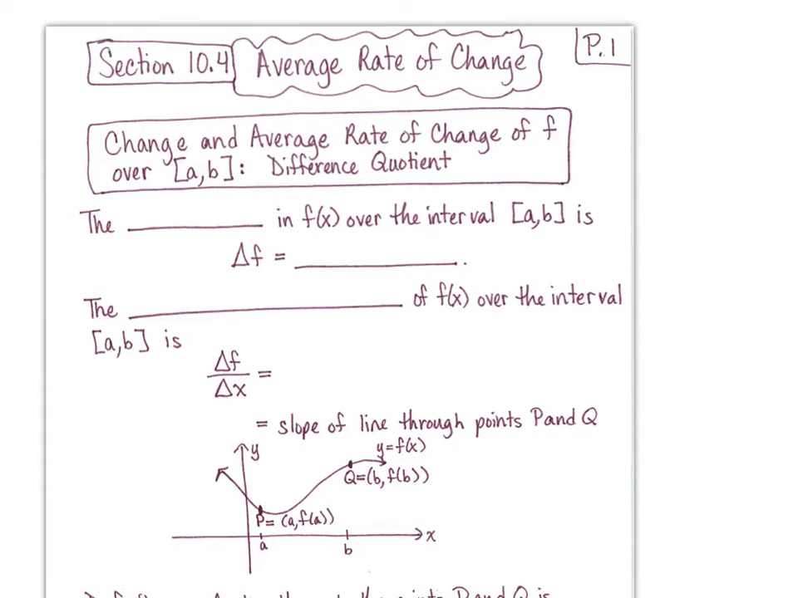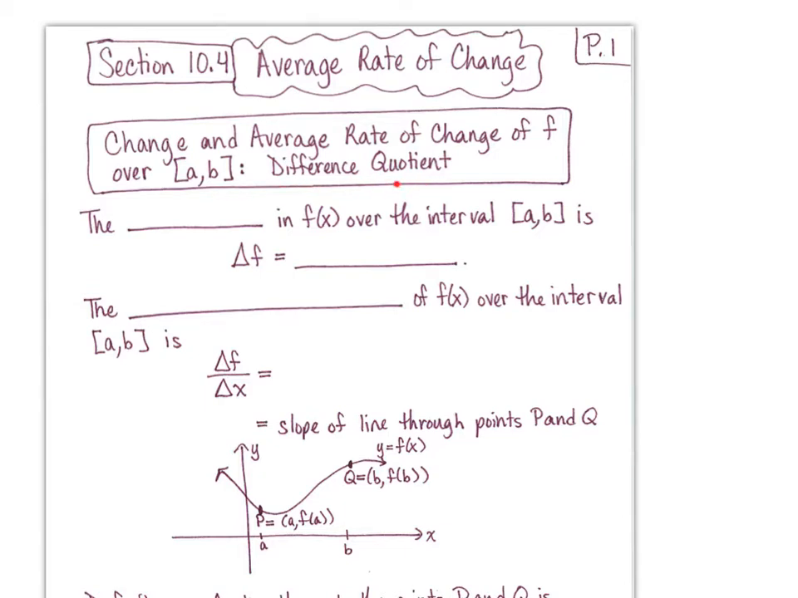Today we're going to talk about the average rate of change. We're going to cover 3 sections today, all leading to the concept of derivative. All of the concepts that we're going to discuss in these sections today lead up to the idea of a derivative. So let's start by talking about change, an average rate of change of f over the closed interval AB.